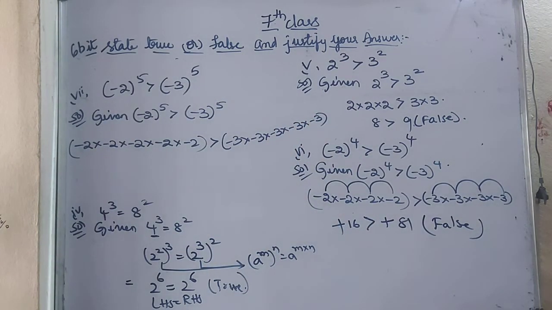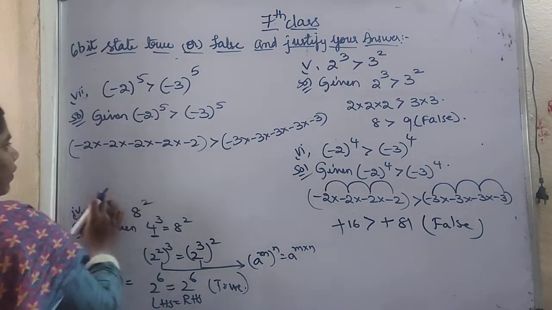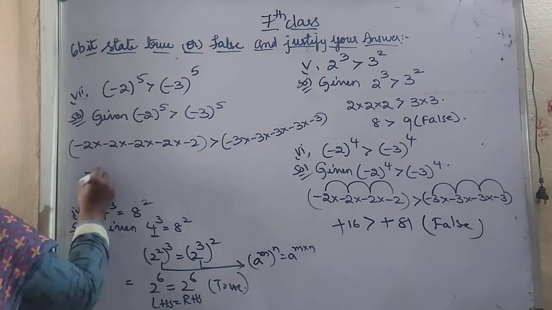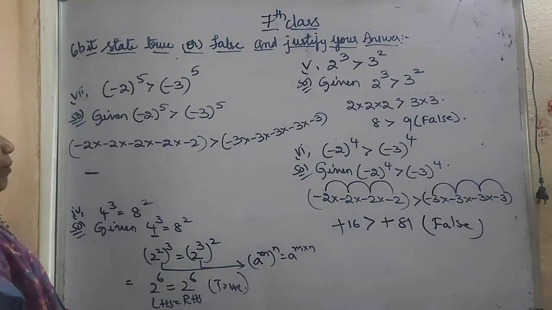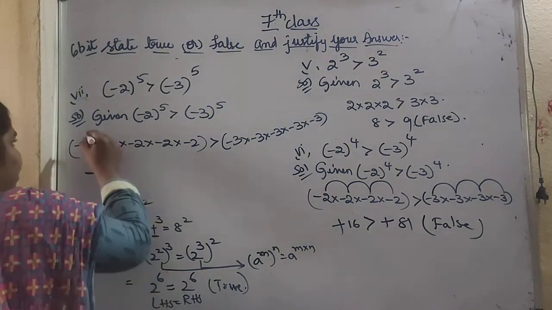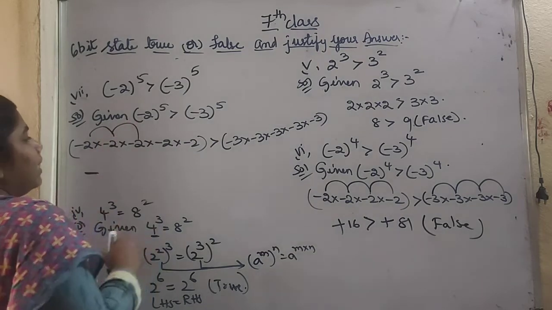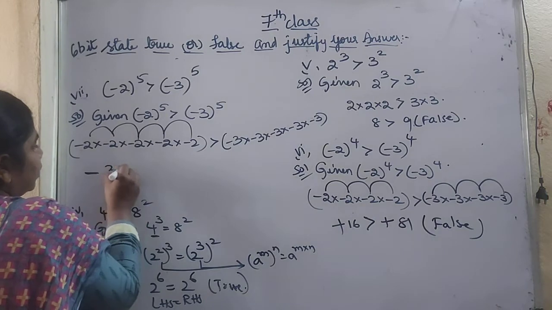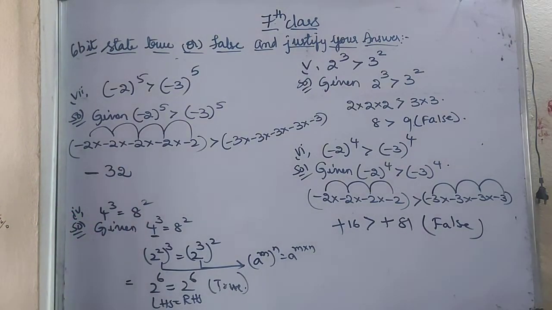Okay, so now here minus we have multiplied 5 times: 1, 2, 3, 4, 5. That means it will be a negative answer. And 2 we have multiplied 5 times. So 2 times 2 is 4, 4 times 2 is 8, 8 times 2 is 16, 16 times 2 is 32. So you got minus 32 here.